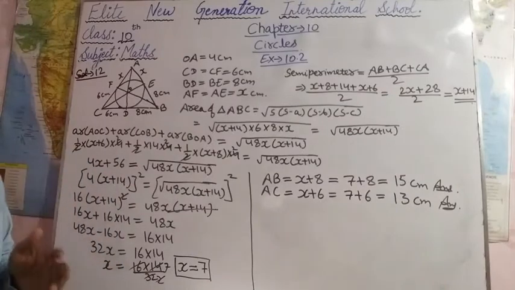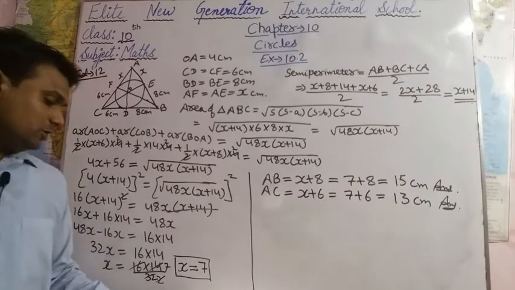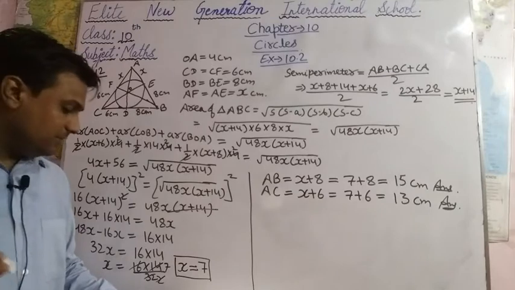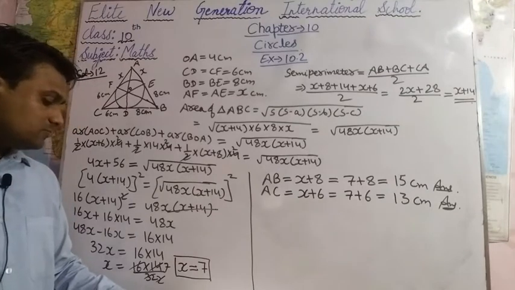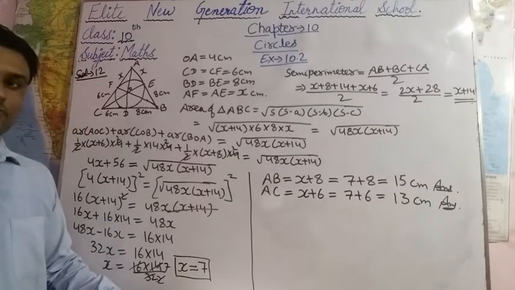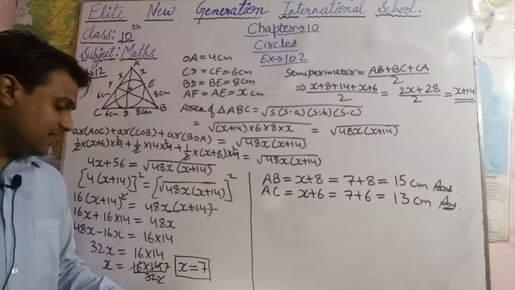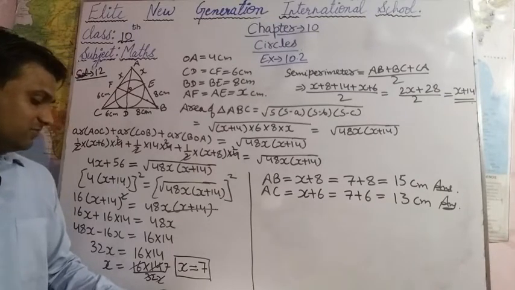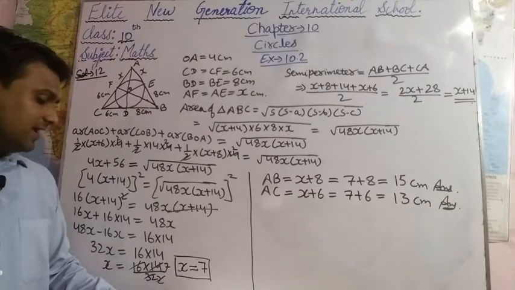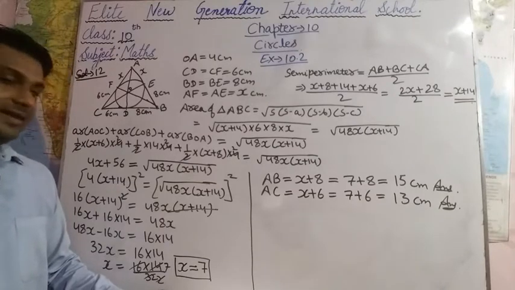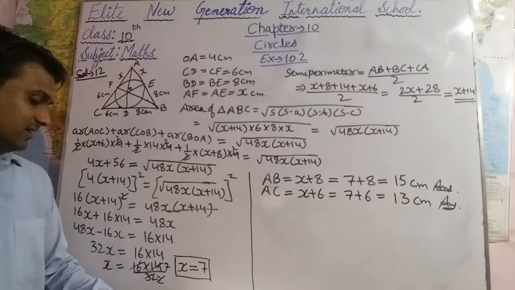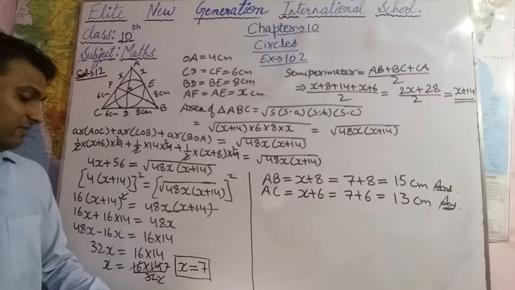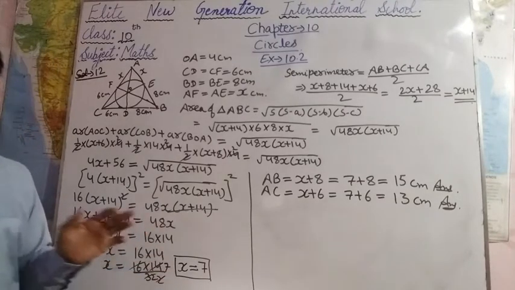So after this, see question number 12. In question number 12, we have a triangle ABC drawn to circumscribe a circle of radius 4 cm, such that the segments BD and DC, into which BC is divided by the point of contact D, are of length 8 cm and 6 cm respectively. Here we have to find the sides AB and AC.